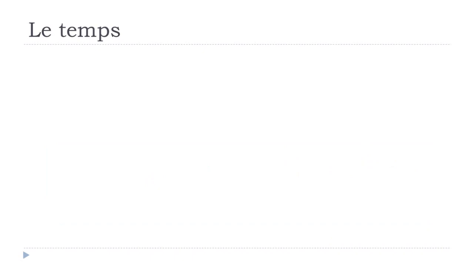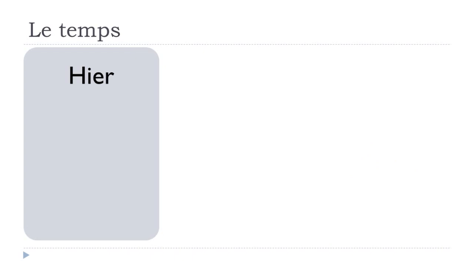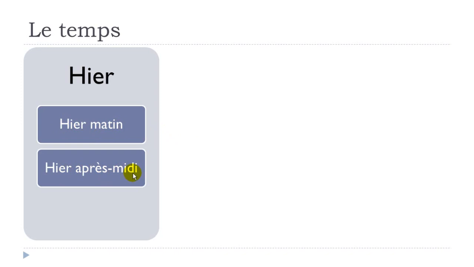Hier, so yesterday. Hier matin. Matin is morning, okay? So yesterday morning will go in French like hier matin. Après-midi means afternoon. Hier après-midi, yesterday afternoon. Alright? And then soir, evening. Hier soir. Okay, so let's repeat that. Hier, hier matin, hier après-midi, hier soir.